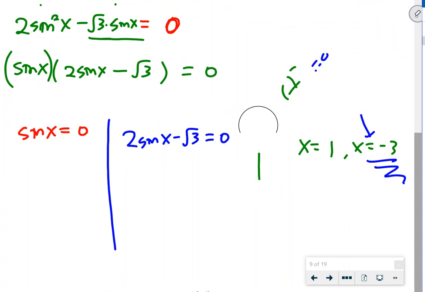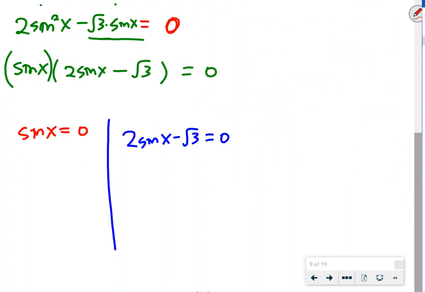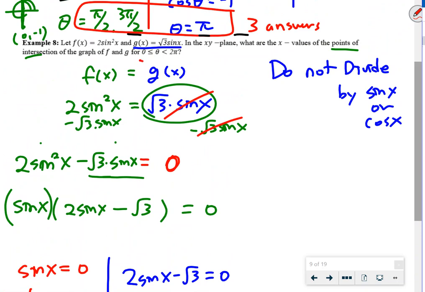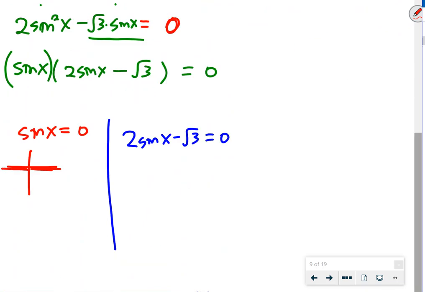This is algebra. Let me erase this one. Sine x is 0. Sine 0 is here and here. When you look at the restriction, you start from 0, you do not include 2 pi, so 2 pi may not be the answer. When you put it here, 0, pi, and 2 pi, because of the restriction, you need to exclude this guy. So from red, I'm getting 2 answers. From blue, probably 2 answers again.